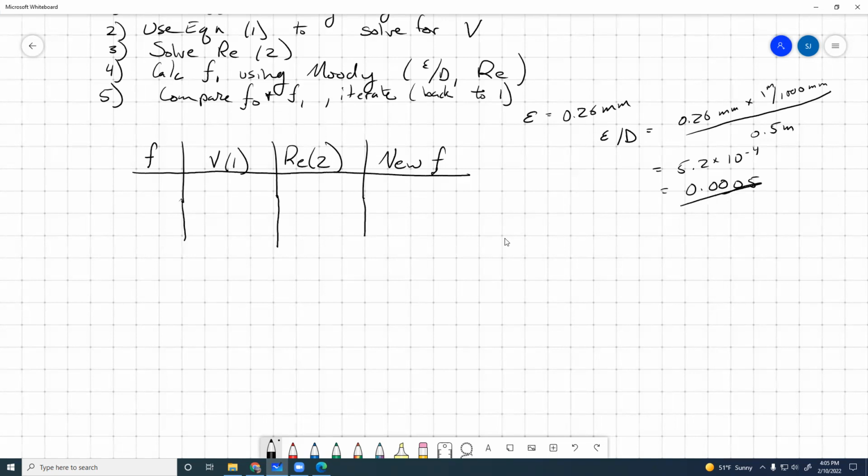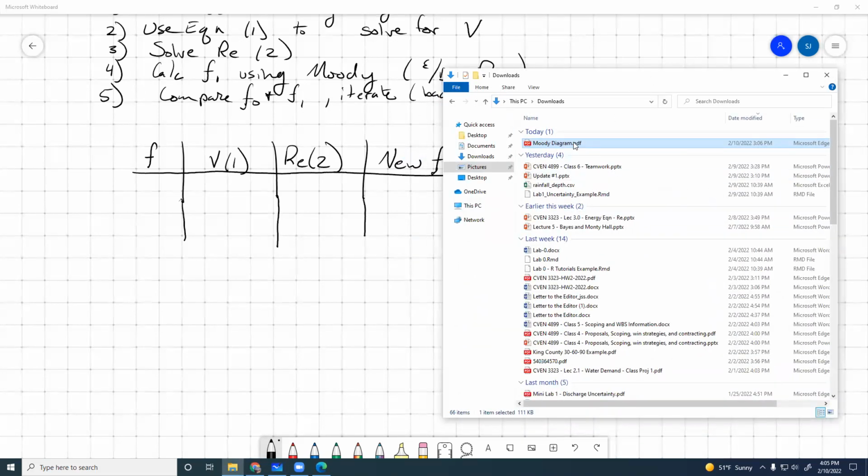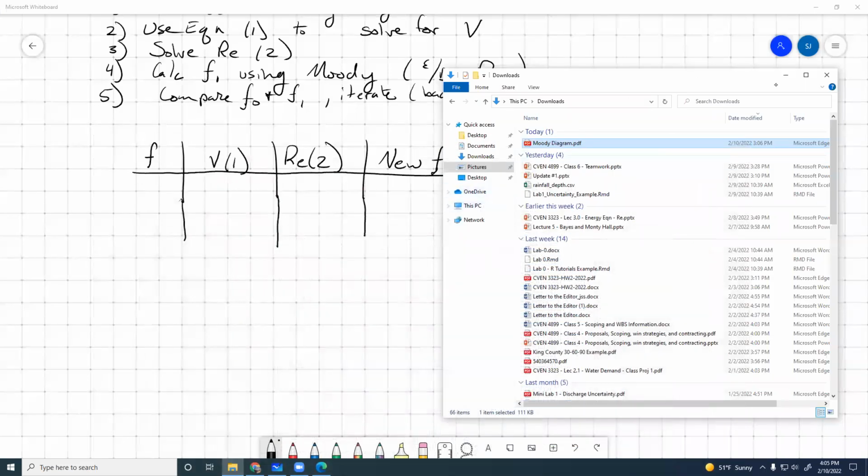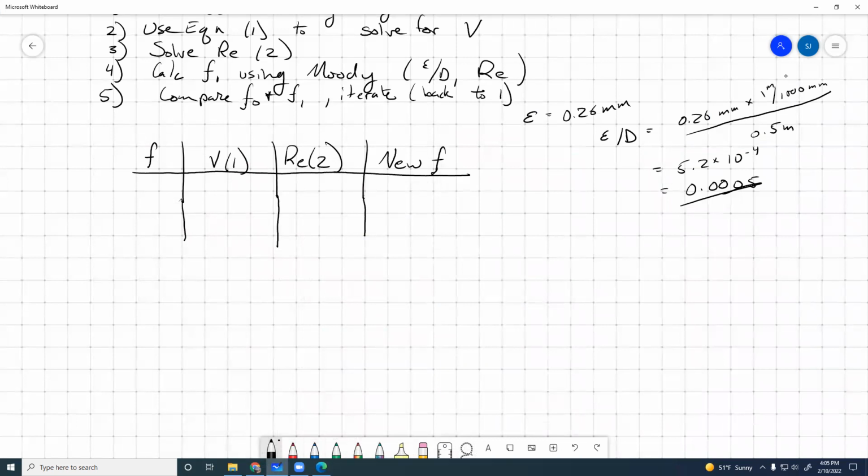All right, so we'll take this number, we'll go to Moody, see what's up. We had 3 zeros and a 5, so that brings us to right here, assuming fully turbulent conditions. Trace that over, and I get 0.017. Does that look right to you? So our first guess is 0.017, assuming fully turbulent conditions.